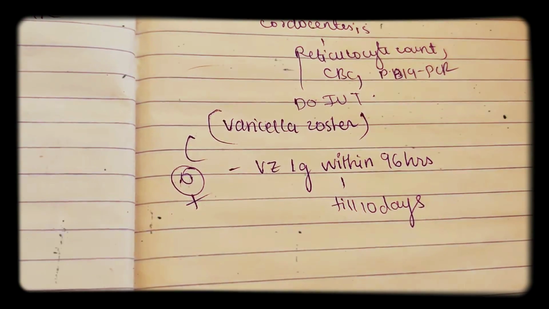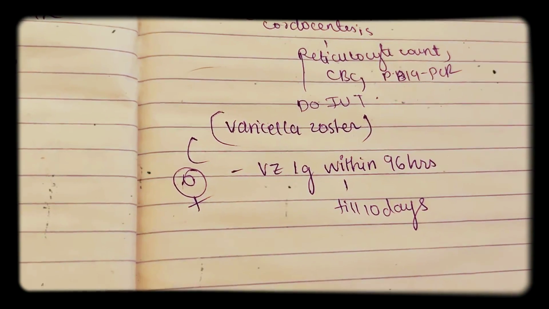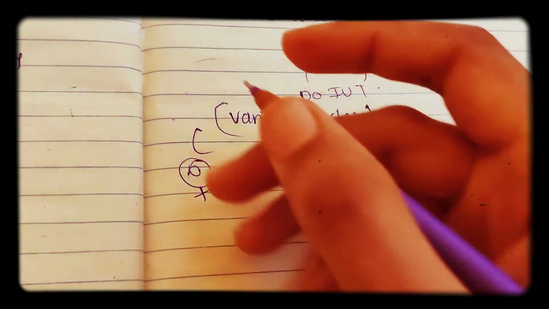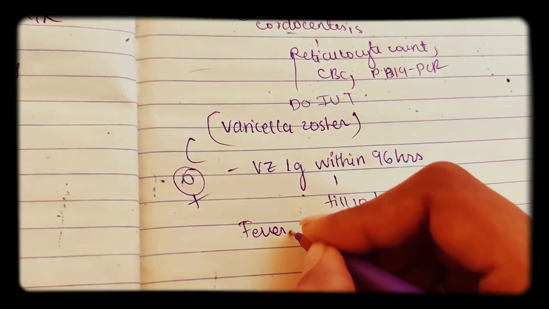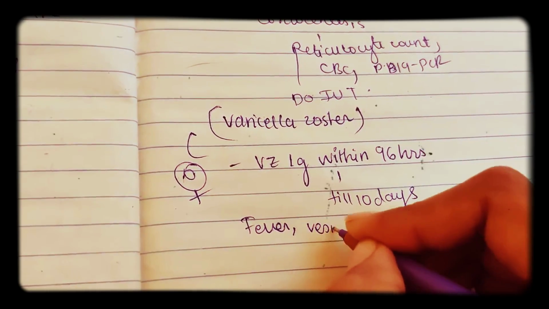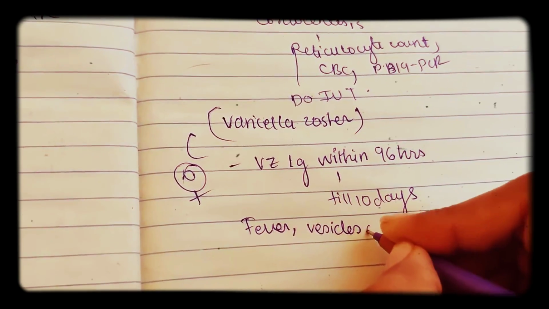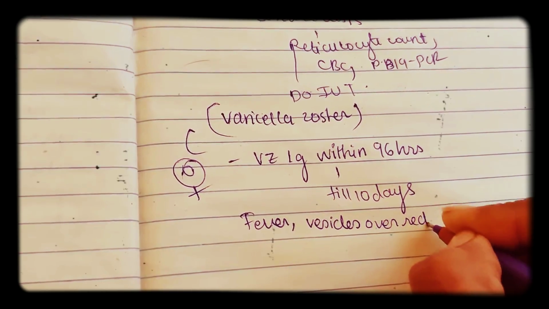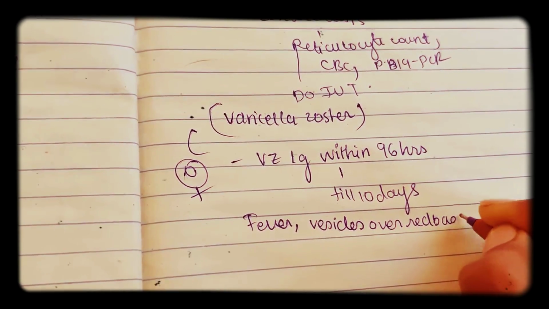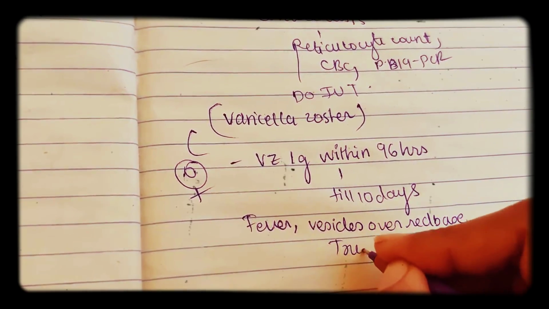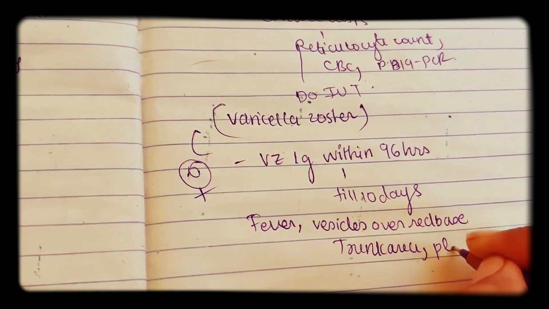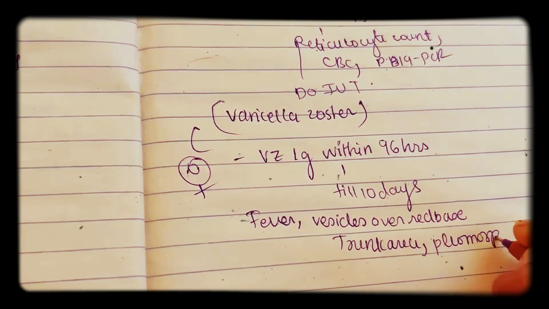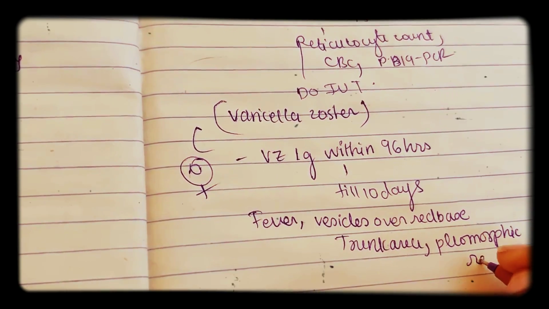Okay. And now coming to symptoms. What symptoms will you see in chickenpox? You will have fever, and the important thing is vesicles. You will have vesicles over a red base, especially in the trunk area. You know about chickenpox, right? And also pleomorphic rash. These are called pleomorphic rash.